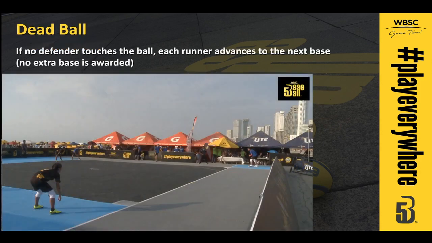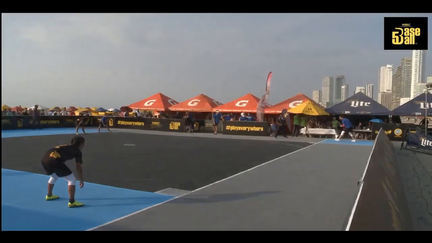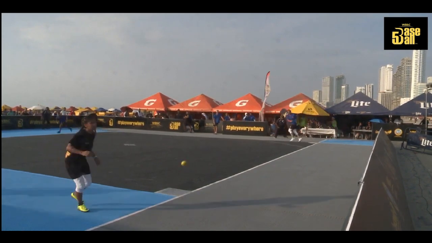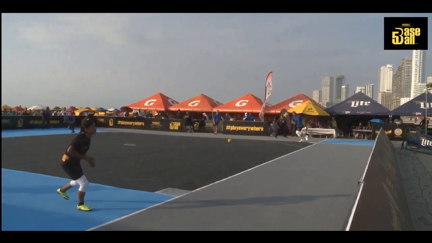We're going to start with a familiar example. In this case, no defender touches the ball before it leaves the field, and the result is that each runner simply advances to the next base. This is our same hit that we showed you a moment ago. It's a fair ball because the first bounce is in fair territory, but then it goes out of play and it becomes a dead ball. In this case, the batter gets to go to first base, and every other runner who's already on advances to their next base. No extra bases are awarded here.